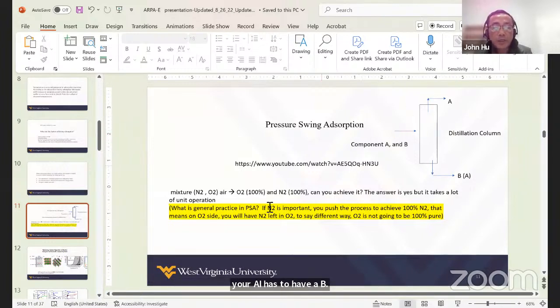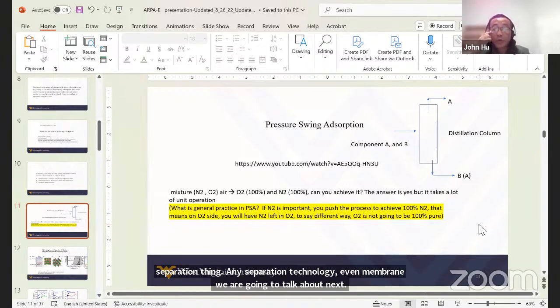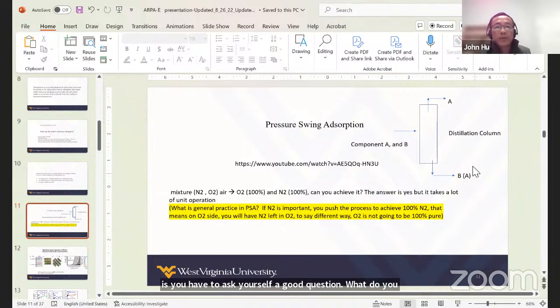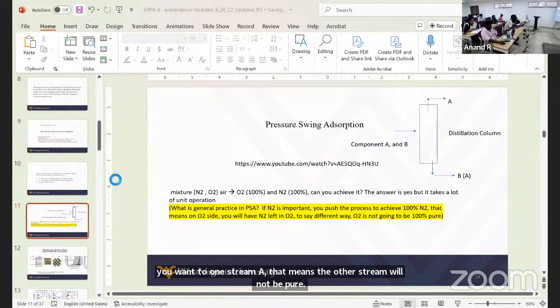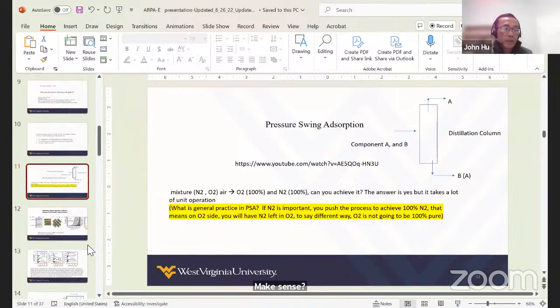Same thing, the distillation, adsorption, the separation thing. Any separation technology, even membrane, we are going to talk about next. You are facing the same challenge. You have to ask yourself a good question. What do you want? Okay, so you want one stream A, that means the other stream will not be pure. Make sense? Yes, sir. Okay, let's keep on going. Yeah, please ask questions because I'm going to talk about a lot of separation technology.